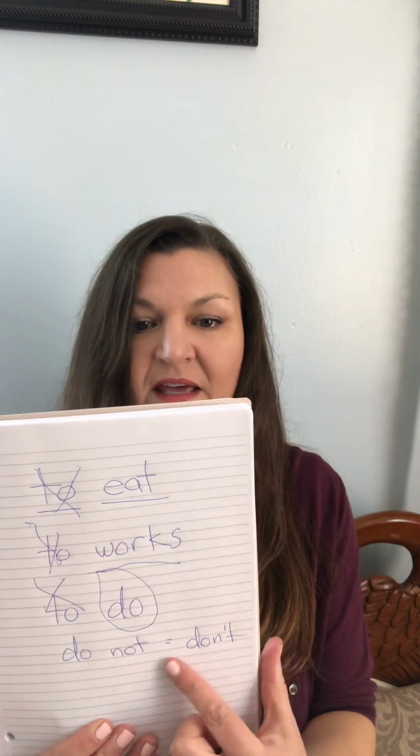Okay, so in the negative, we use the verb do. We'll do the infinitive of do. Take off the to, we have the base form of do. And then add the word not. So do not. And you can also say don't, which is a contraction of do not. Do not and don't, if your subjects are I, you, we, and they. I do not work, we do not work, they do not work.